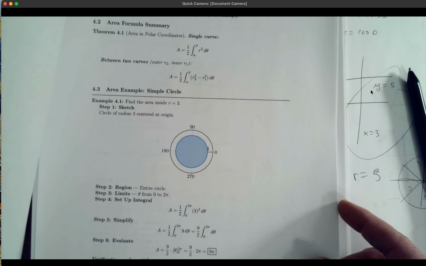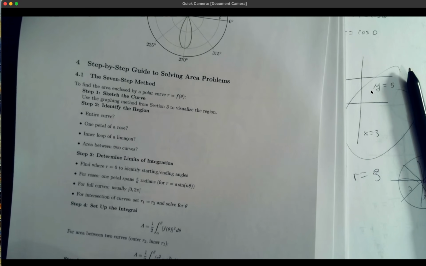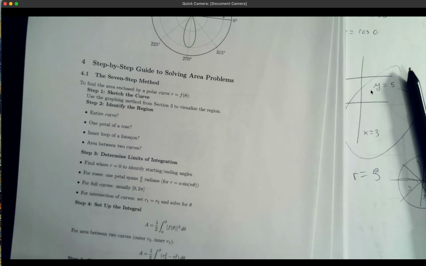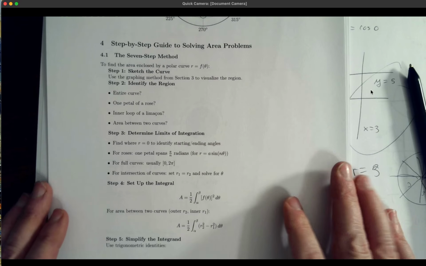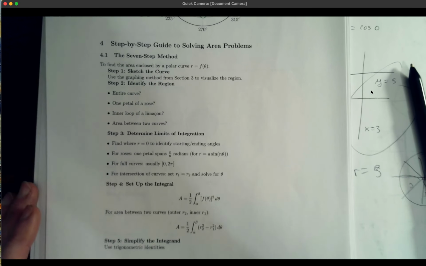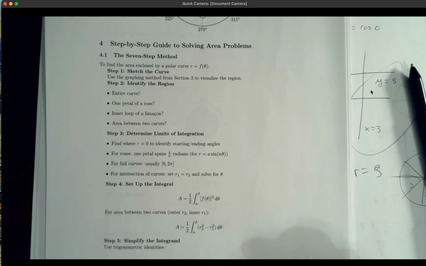All right, so area. How do you find area in polar coordinates? That's mostly what polar coordinates are used for in calculus, to do integrals. Whenever you have an integral that has circular symmetry, it might very well be the case that polar coordinates would make the integral much easier.